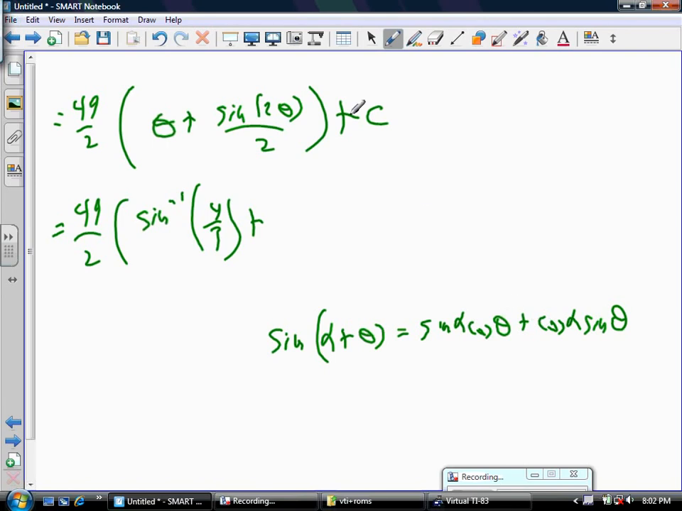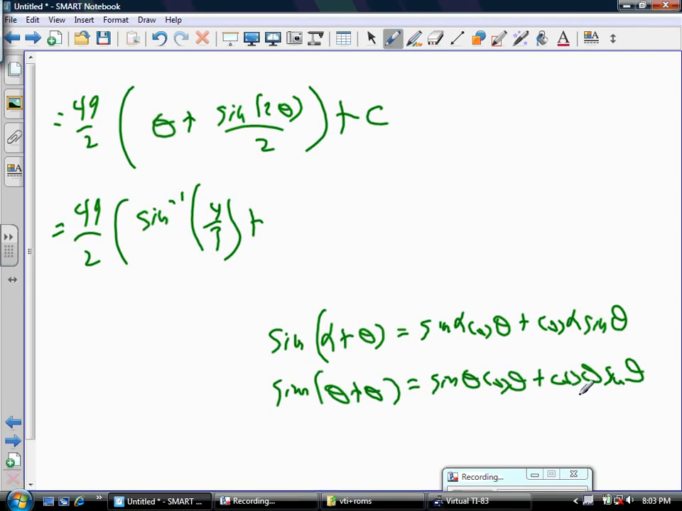Why do I bring that up? Well, because if you know that, you know the sine of 2 theta. What if I put in theta in both of these? Same thing in both of these. What's the sine of 2 theta? Isn't that theta plus theta, 2 theta? That's going to be the sine of theta times the cosine of theta plus the cosine of theta times the sine of theta.